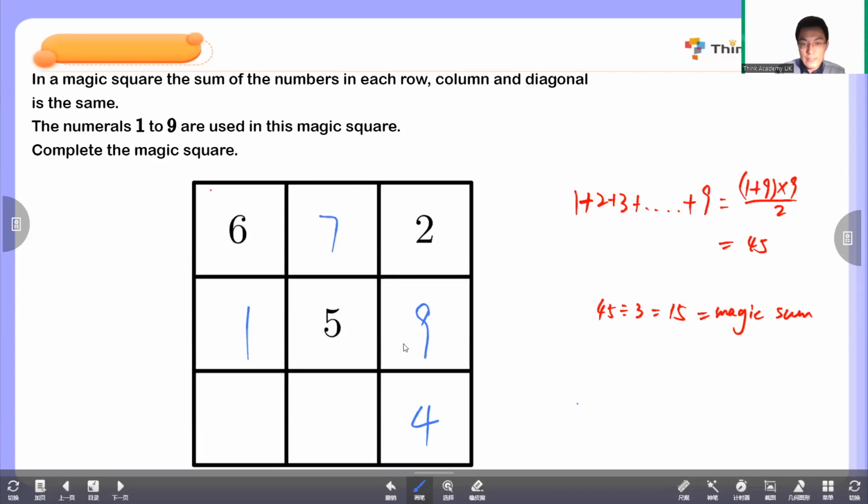And then vertically, for the second column, we have 7 plus 5, which is 12. And 15 minus 12 is 3. And then we have used all the other numbers between 1 to 9. So the one left must be the one in this cell, which is 8. And to check if you're correct, we have 1 plus 6 plus 8, which is 15. And 8 plus 3 plus 4, which is 15 as well. So we are correct. So that's how we complete this magic square.